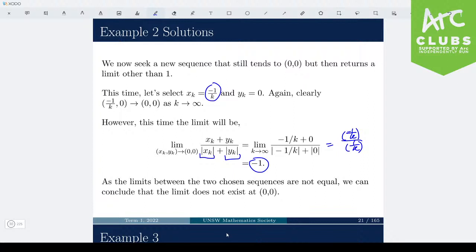And so, therefore, we've proven that the limit does not exist because we can choose two different sequences, one approaching from the right, which is 1 on k, and one approaching from the left, which is -1 on k, and they don't tend towards the same value. One tends towards 1, and the other one tends towards -1.